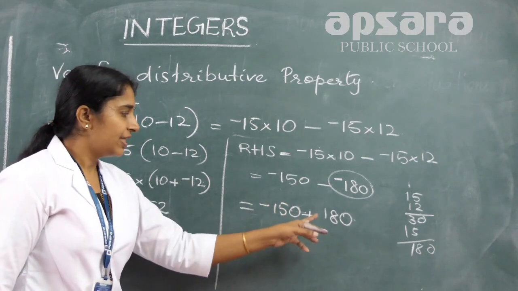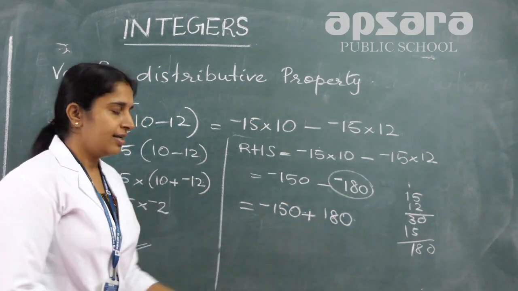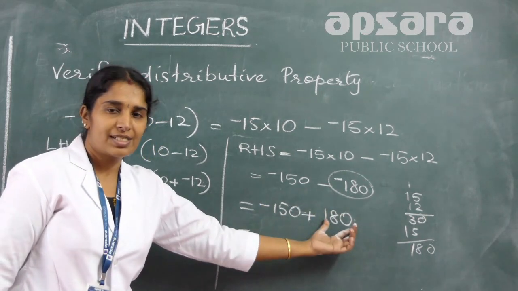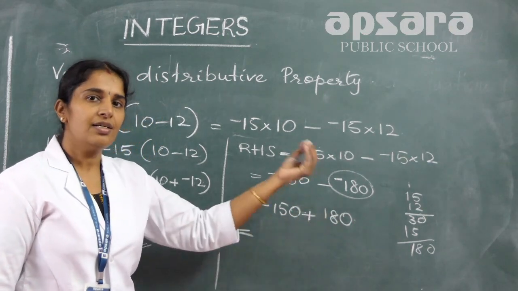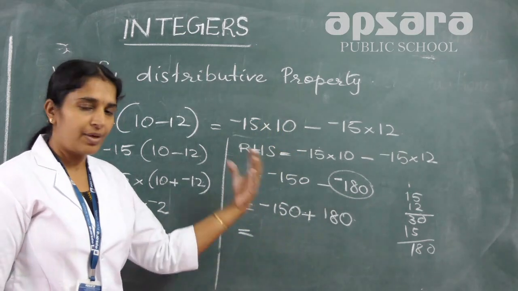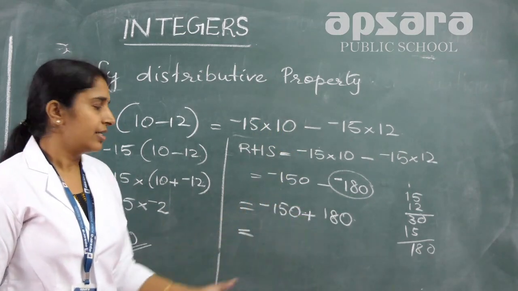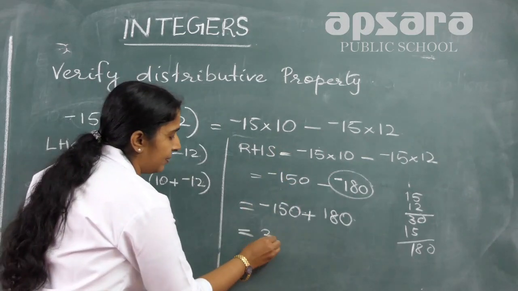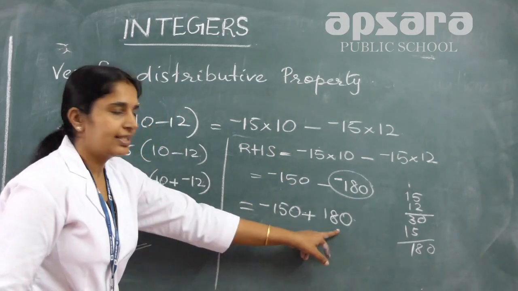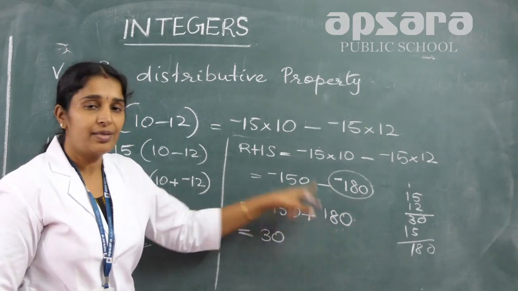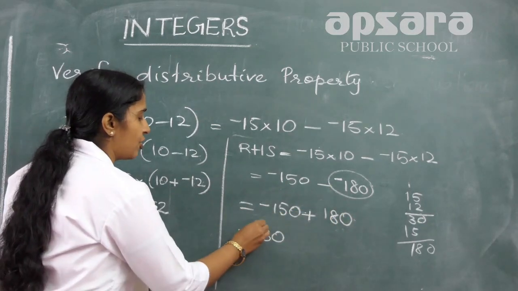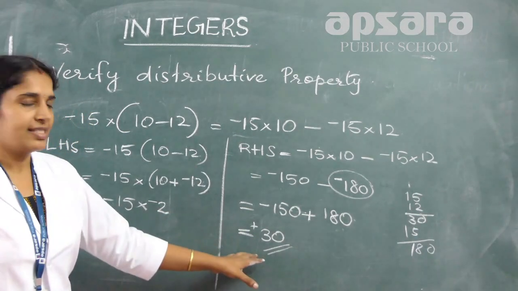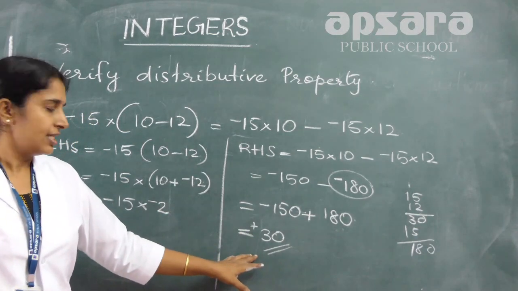Now minus 150 plus 180, and what is the answer now? One is negative, one is positive. Just subtract the smallest number from the biggest and put the sign of the biggest. So 180 minus 150 is 30. Which one is the greatest? 180. And what is its sign? Positive. So you are getting positive 30 as the answer, right? So in both the cases, you got it as positive 30.